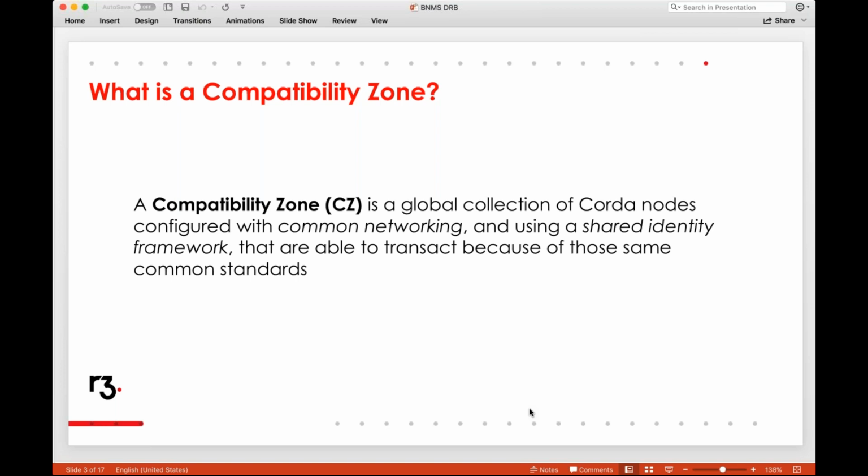So in my own words, what this actually means. The compatibility zone defines the set of minimal technical identity and networking requirements for the nodes within this zone to be able to talk to each other. It's a very important thing that I'm not talking about transacting here. I'm talking just about the ability to establish a connection with each other and to send messages to each other without transacting.